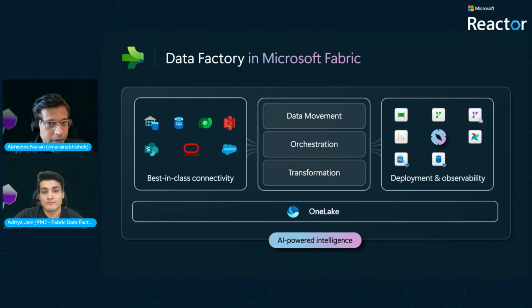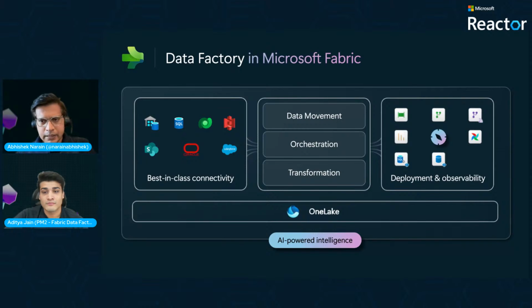We'll talk about data movement with these connectors, the different options that we have, and the orchestration options. We understand orchestration is of paramount importance when you're building ETL and ELT pipelines, where you may want to have certain orchestration logic in between as well. And then transformations, where you have both options of code-based or code-free transformation experiences as well.